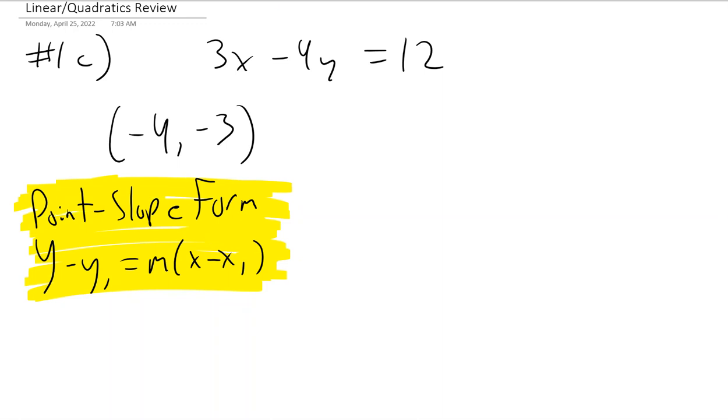So based on the information that they gave me here, I can already plug in this point. Plug in -4 for x, minus a -4 makes it a plus, and plug in a -3 for y, minus a -3 makes it plus. And then for point slope form, all I really need is the slope.